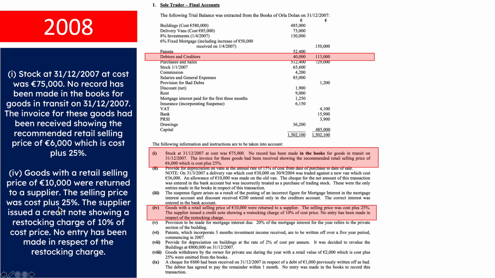And then note 4, goods with a retail selling price of 10,000 euro were returned to a supplier. The selling price was cost plus 25%. The supplier issued a credit note showing a restocking charge of 10% of cost price. No entry has been made in respect of the restocking charge.